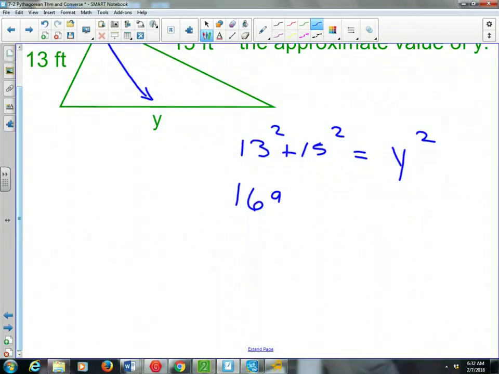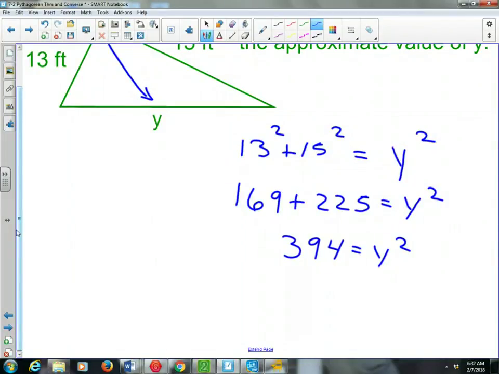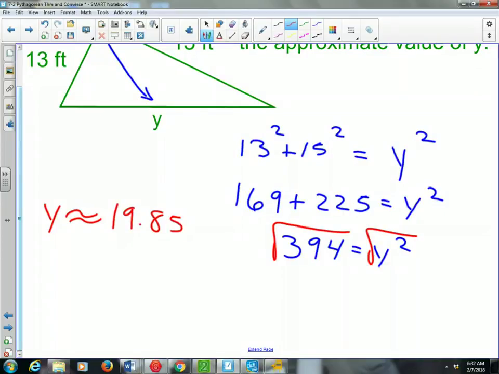13 times 13 is 169. 15 times 15 is 225. And that equals y squared. When you add up 169 and 225, you get 394. So 394 equals y squared. So now to get y all by itself, we simply square root both sides. And when you put the square root of 394 in your calculator, you get y is approximately equal to, those two squigglies mean approximately equal to, 19.85. And again, our units are in feet.